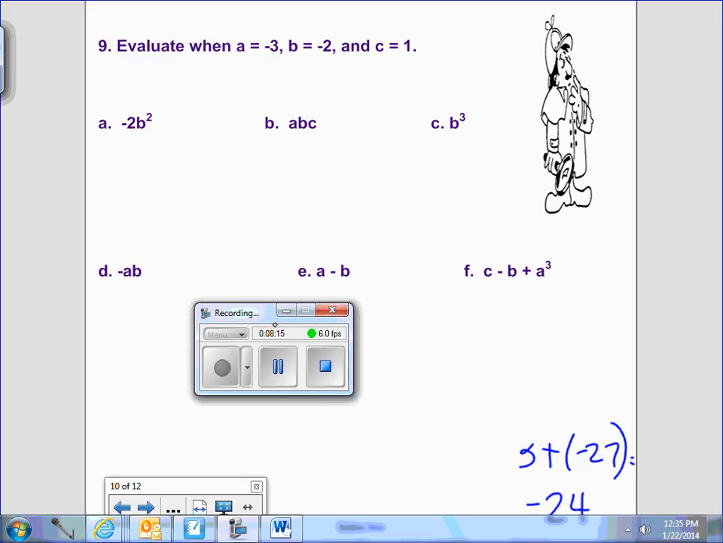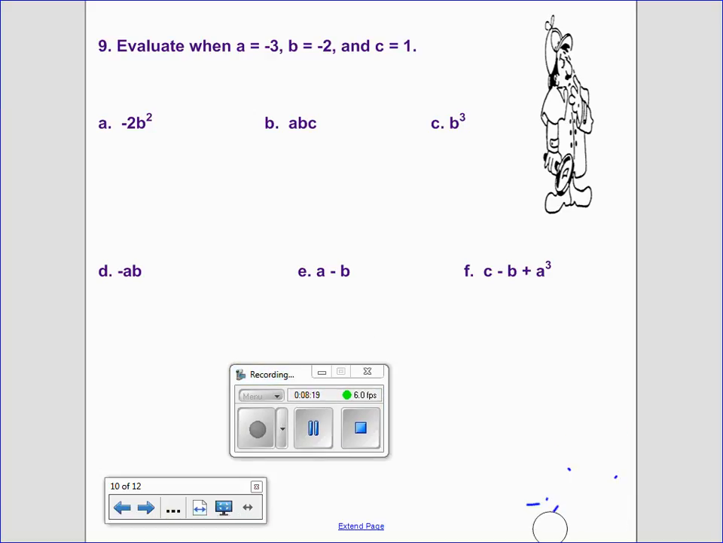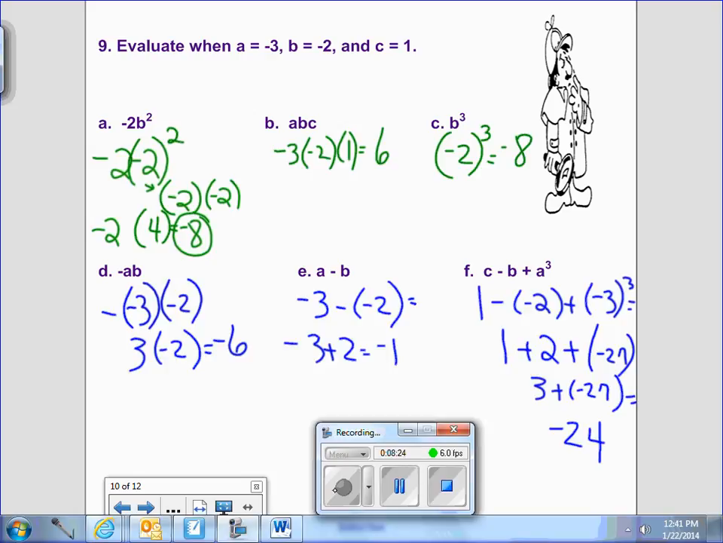Okay, going to pause this. We are now going to substitute for the variables given. Come back and check our work. Okay, again, doing them with order of operations, solving them, and using our rules for the signs.